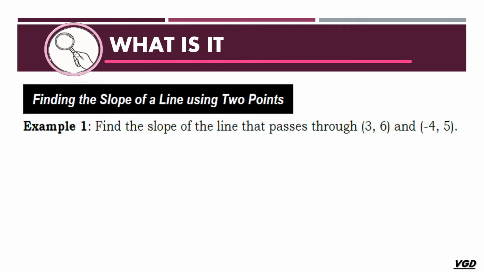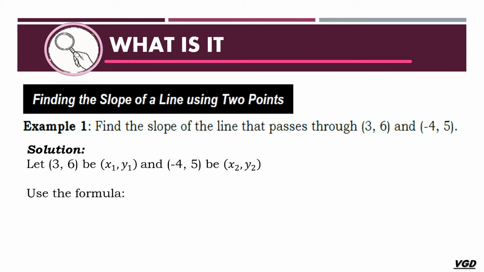First is finding the slope of a line using 2 points. Example 1, find the slope of the line that passes through the ordered pairs (3, 6) and (negative 4, 5). So our solution will be, let the ordered pair (3, 6) be x sub 1 and y sub 1, and the ordered pair (negative 4, 5) be x sub 2, y sub 2. And we will use the formula in finding the slope of a line. So we have here m is equal to y sub 2 minus y sub 1 over x sub 2 minus x sub 1.